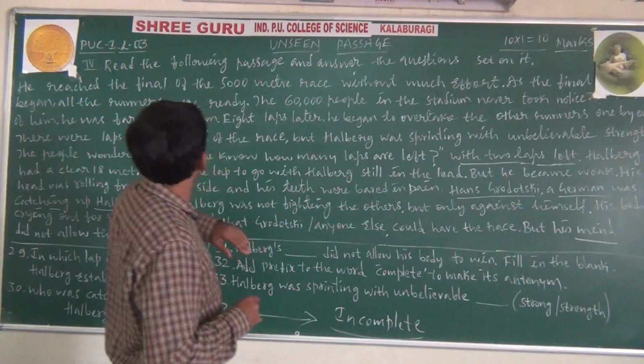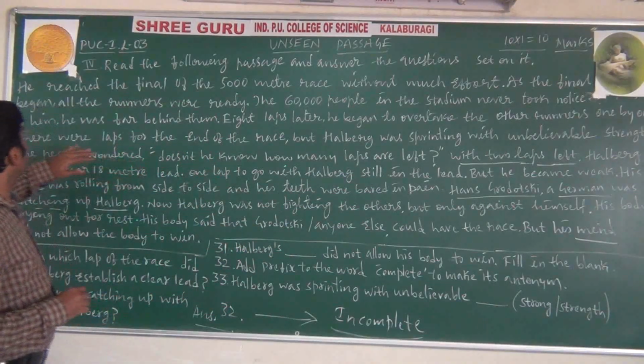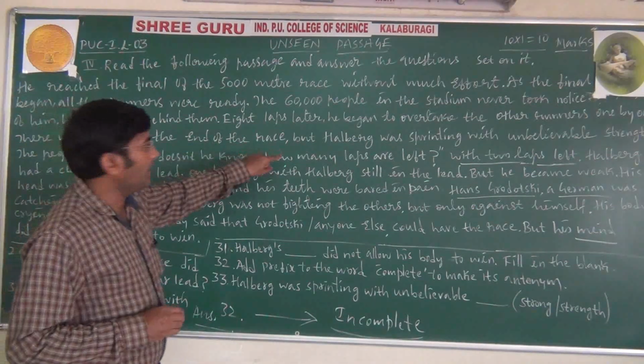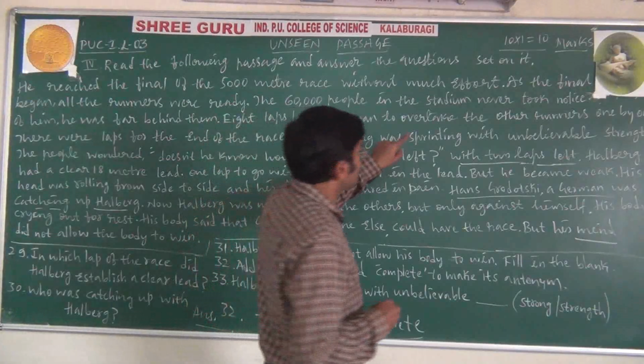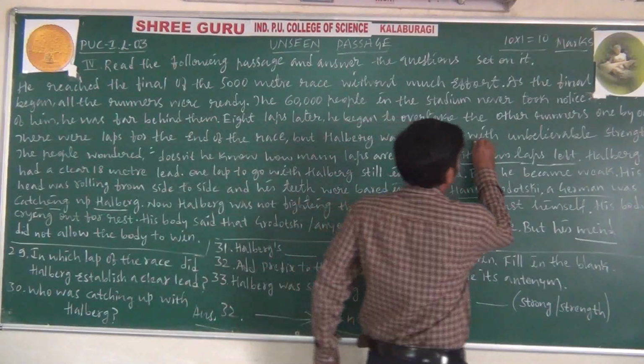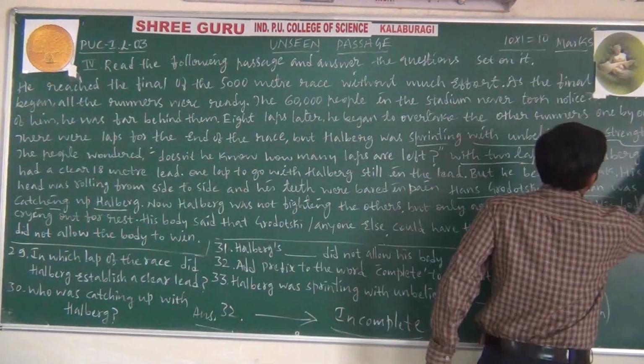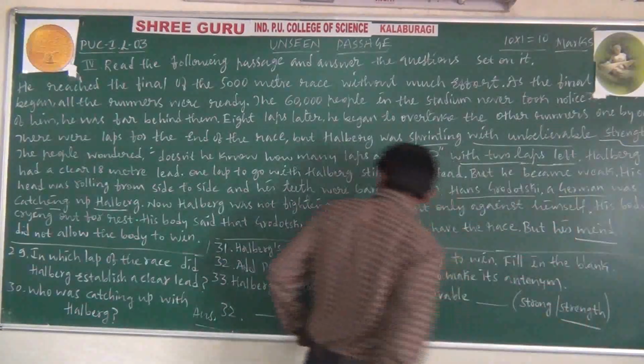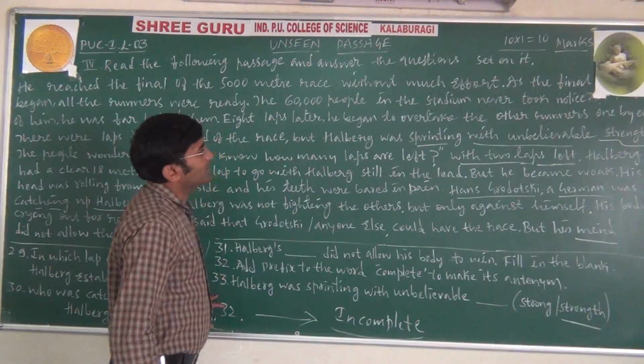So where is the line now? Now look at over here. Come down to the 4th line. There were laps for the end of the race, but Hallberg was sprinting with unbelievable strength, my dear students. So strength is the right answer for the 33rd question.